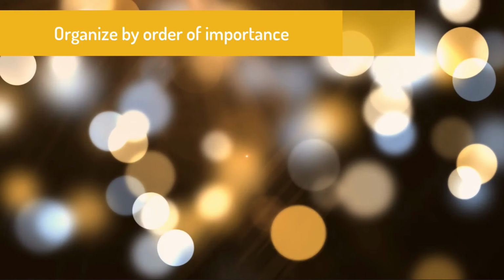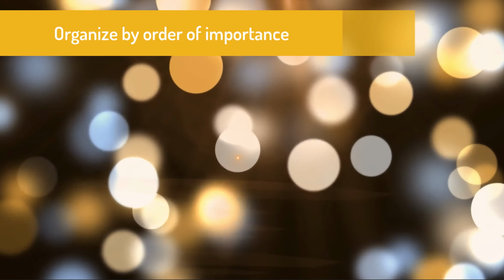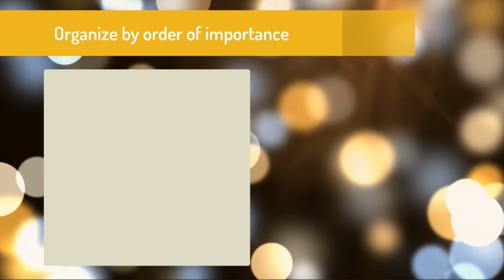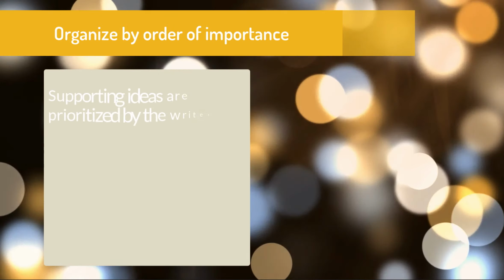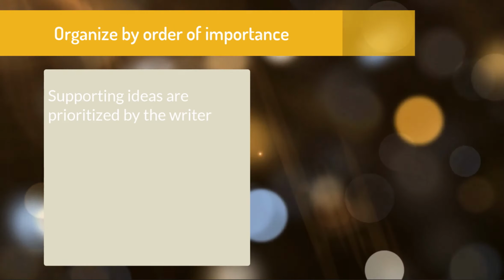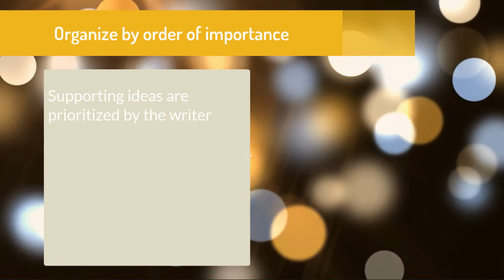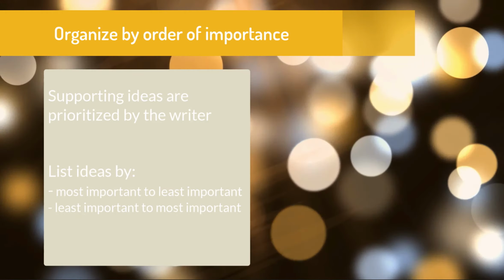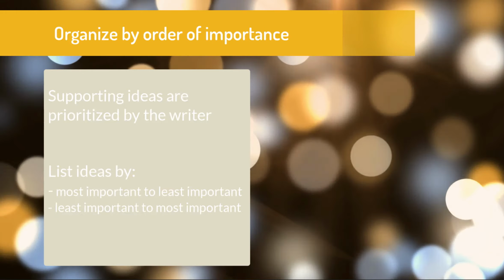Finally, let's look at the final way you can organize your supporting ideas in a cause-effect essay, by order of importance. When using this organizational pattern, ideas are prioritized by the writer. When using the order of importance pattern of organization, information can be structured from most important to least important, or least important to most important.